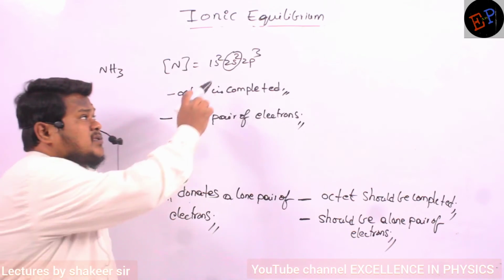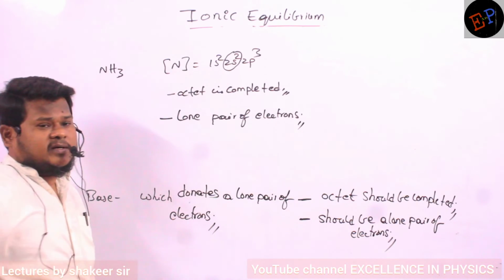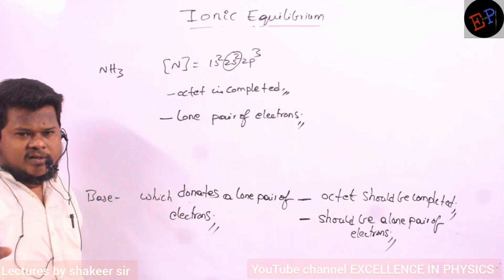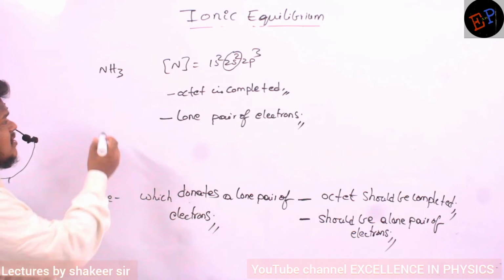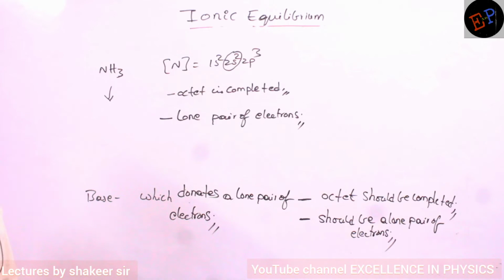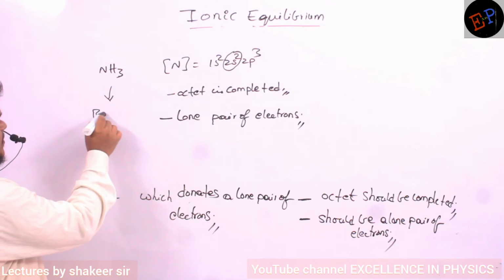2s2. But are these 2 electrons participating in a chemical reaction? No, they are not participating. It means there is a lone pair of electrons. So therefore this NH3 behaves like a base. Why does it behave like a base?